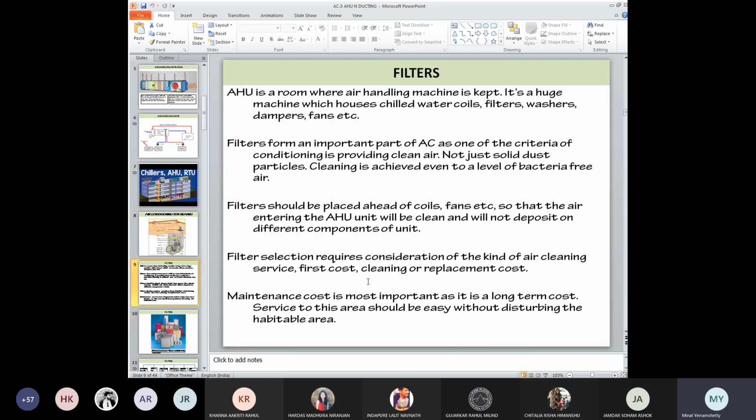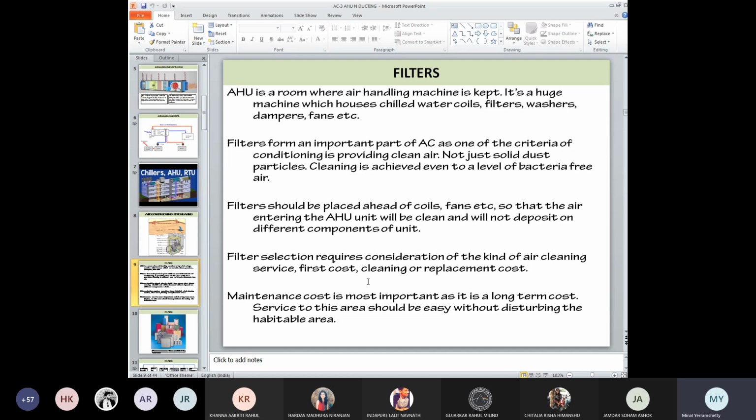Filters. Coming back to the filters, we talked about two filters. One was the basic filter. Basic filter is nothing but the filter you have in your own rooms. They are known as a dry filter. The filter is basically a very fine kind of material which does not allow the larger particles to pass through.